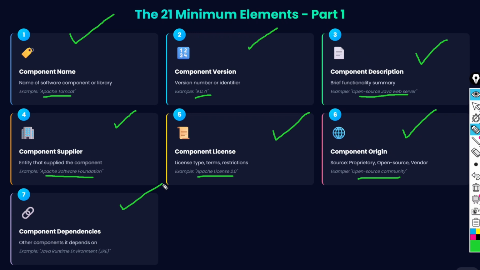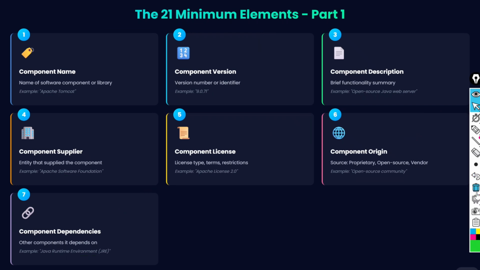And the seventh data field is component dependencies. These are any other software components or libraries that the current component depends upon. It includes the names as well as associated versions. Here you can see a JRE, Java Runtime Environment. Whatever example I'm demonstrating here is for Apache Tomcat, so you can correlate with the same component throughout the 21 data fields.